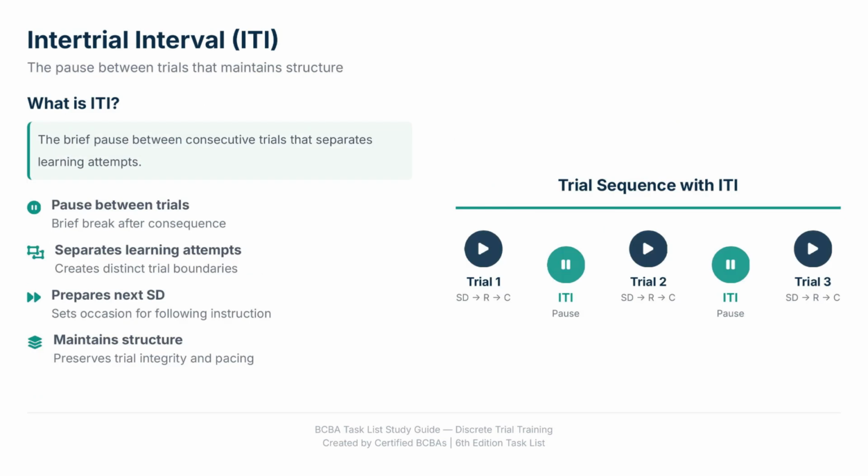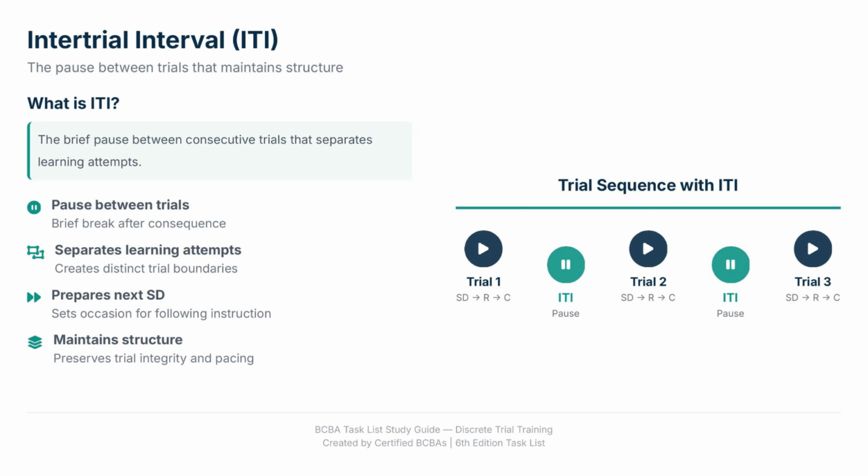Now let's talk about the intertrial interval, or ITI, which is often underestimated but actually very important for maintaining the structure of DTT. The ITI is defined as the brief pause between consecutive trials, and its main purpose is to separate one learning opportunity from the next. Without this pause, trials can start to blend together, and the learner may not clearly discriminate when one trial ends and the next begins. Functionally, the ITI helps preserve clear trial boundaries, which is critical for both learning and data collection. It also allows the learner a moment to reset before the next instruction, which supports attention and reduces confusion.